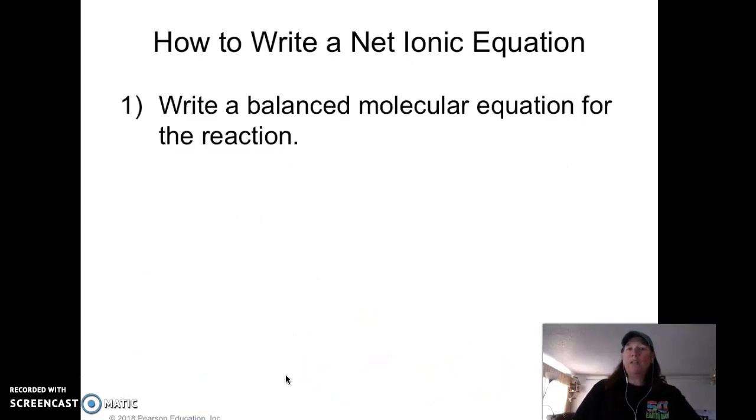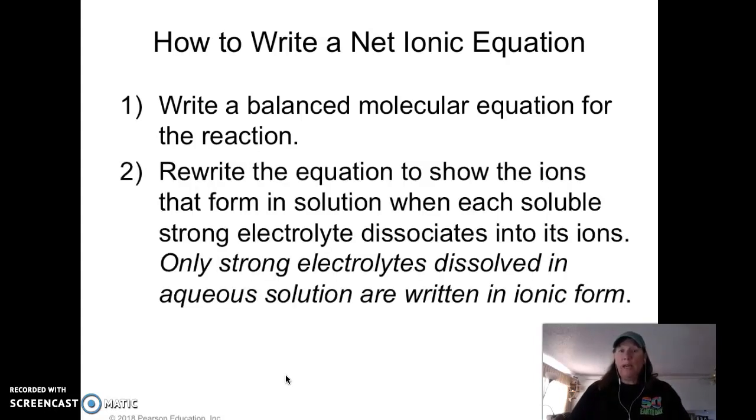Again, first thing you do is you write a balanced molecular equation for the reaction. Okay, you're going to get the two reactants, make your two products, make sure their formulas are written right, and balance your equation. Okay, rewrite the equation to show the ions. Again, break them down. If you have calcium chloride, it's calcium plus 2, chlorine minus 1. If it was magnesium bromide, magnesium plus 2, bromine 2 Br. Okay, so you write them down, you break them down.